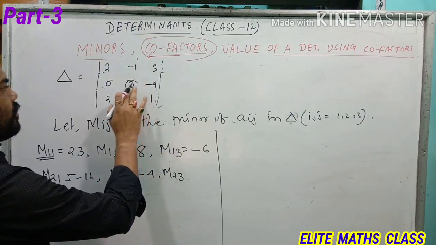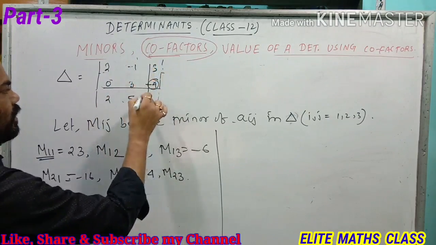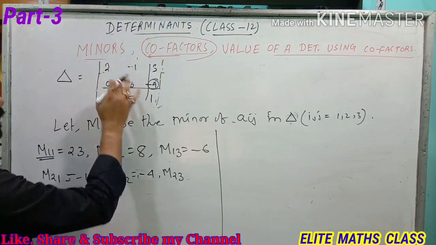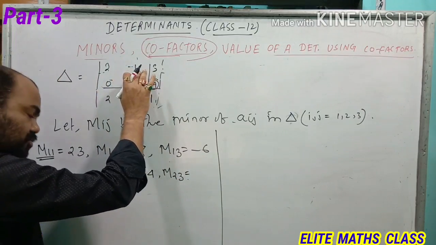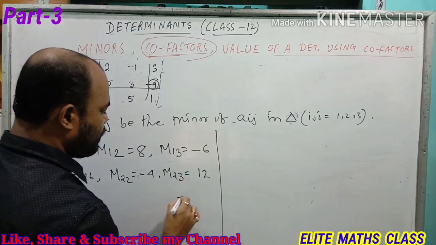M23. M23 is this element. It lies in the second row, third column. So what remains? These 4. 2 minus 1, 2 5. What will be the value? 2 5s are 10. 10 minus 2 into minus 1. So it will be plus 10 plus 2, 12, etc.